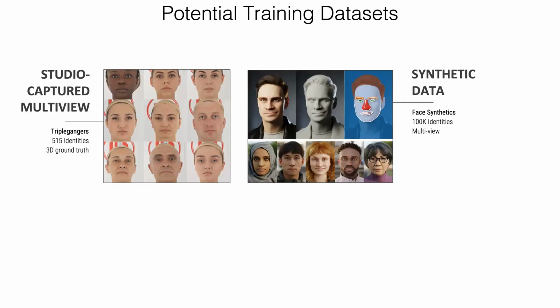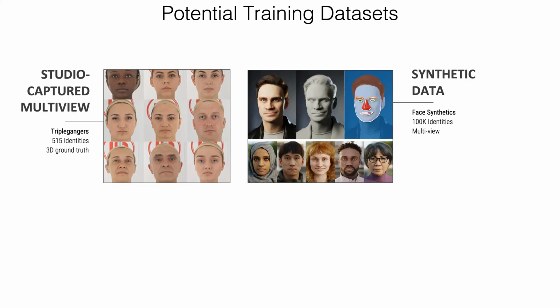Well, first we need a training data set to train these models. Any machine learning technique has to be trained somehow. And there are a few interesting data sets here. For example, there are data sets that are captured in a studio, in a light stage. One of these is Triple Gangers, where you have a bunch of people wearing shower masks, and we have multiple cameras that are calibrated, capturing them at high resolution, so we can have ground truth shape from photogrammetry. Maybe we even have changing illumination conditions. These are really great studio data sets that are high quality, but it's very difficult and costly to capture these types of data sets. And typically we don't actually have that much different data.